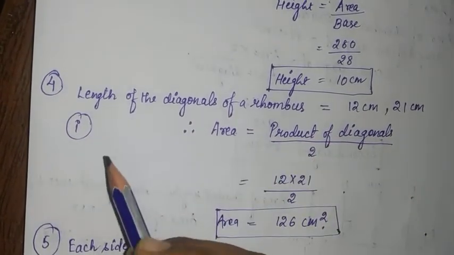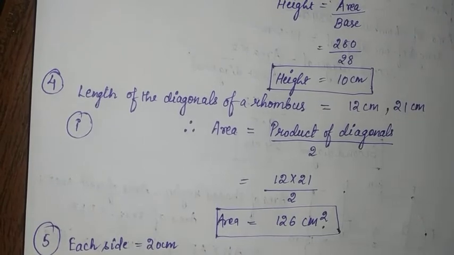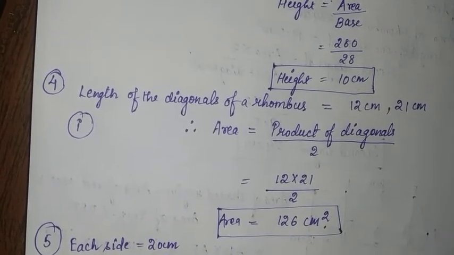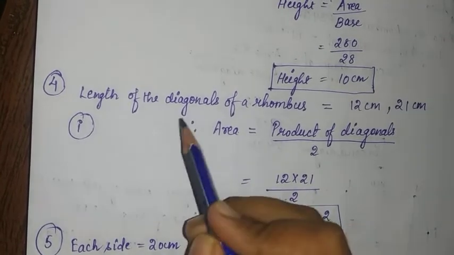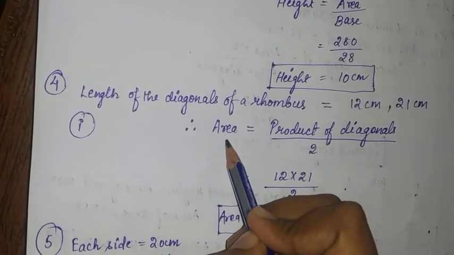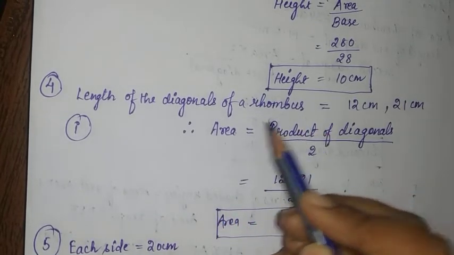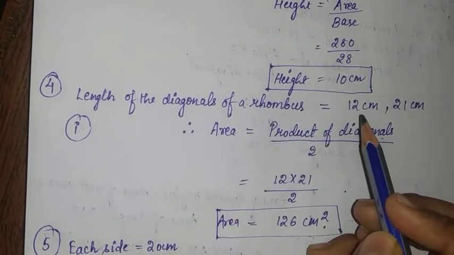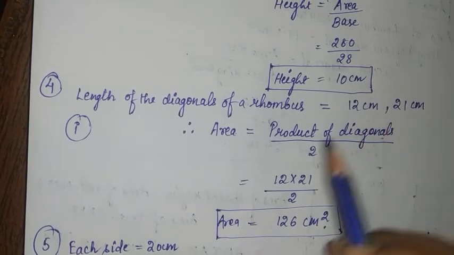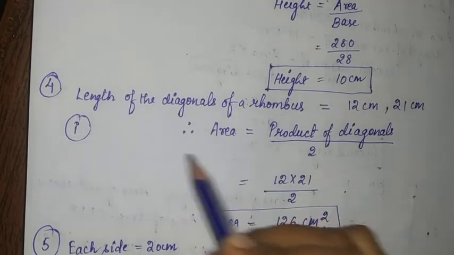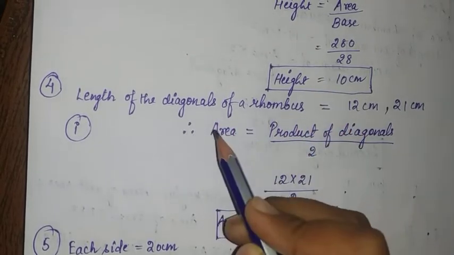And then question number 4. In question number 4, first of all, let me read the question. What is the question? Find the area of rhombus whose diagonals are. Means you have to find the area of rhombus. In a rhombus, all the sides are equal and the lengths of the diagonals are 12 and 21. So area will be equal to product of diagonals by 2. This is the formula of the area of the rhombus.